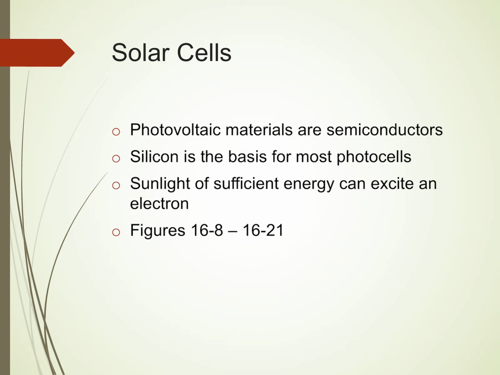Now we can get into generating electricity directly, not using the heat of the sun, just using the energy of the sun. So these photovoltaic materials are semiconductors. And a semiconductor is between a conductor and a non-conductor. When you think of a conductor, you think of a metal. It conducts electricity. Our wires are made out of copper because they conduct electricity.